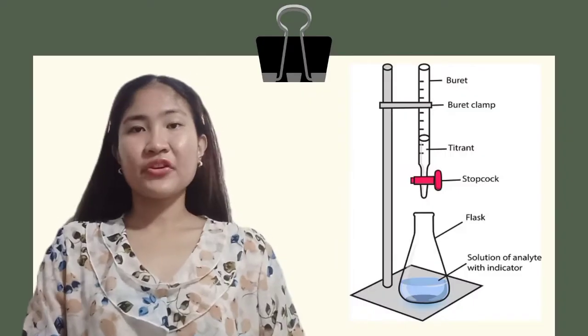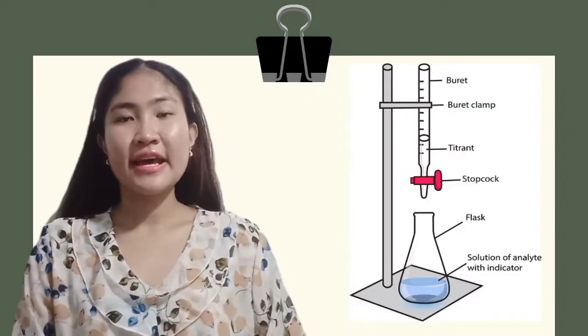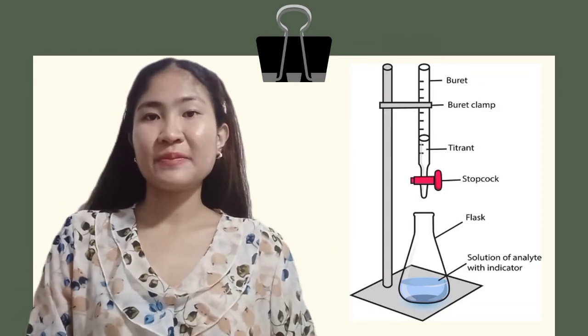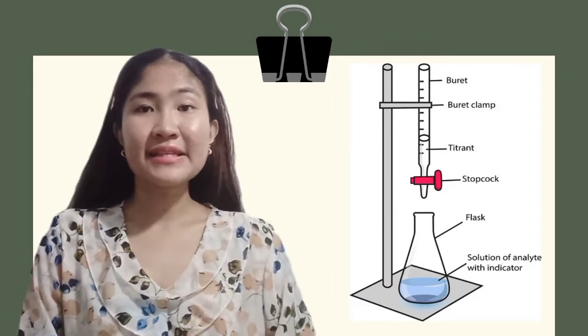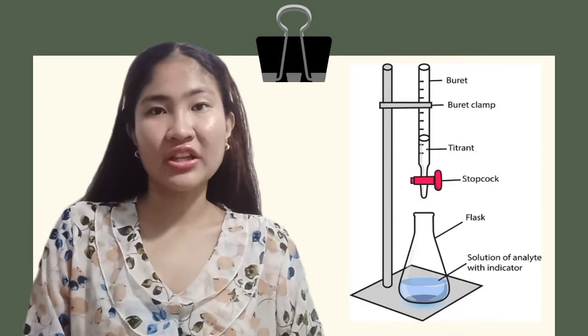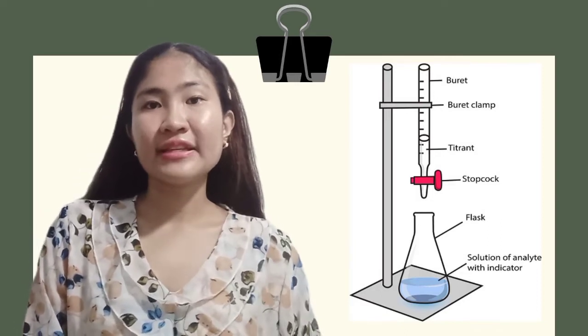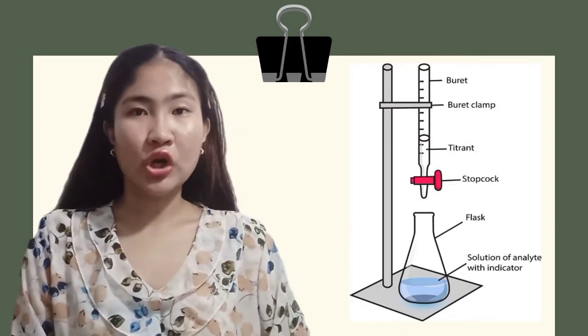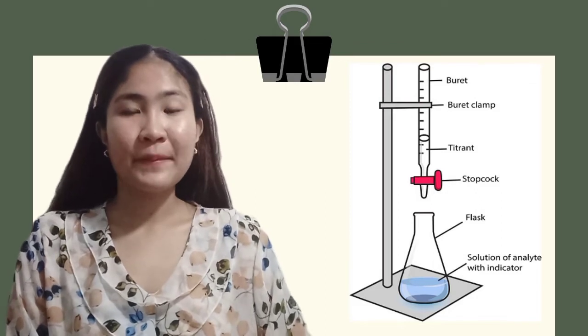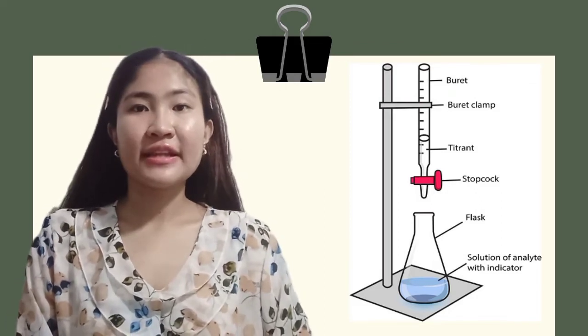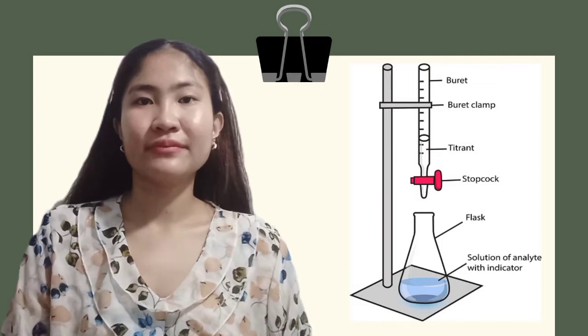A typical setup for titration in a teaching laboratory: the solution to be titrated is placed in an Erlenmeyer flask and a few drops of indicator are added. So the burette is filled with a standard solution or the solution to be standardized. The volume of solution in the burette is read carefully.